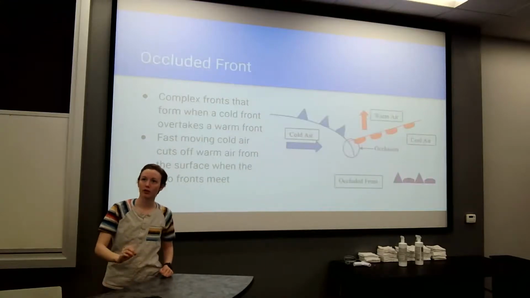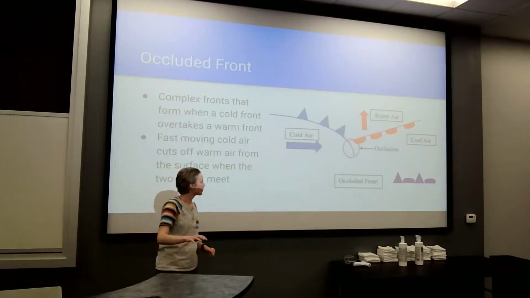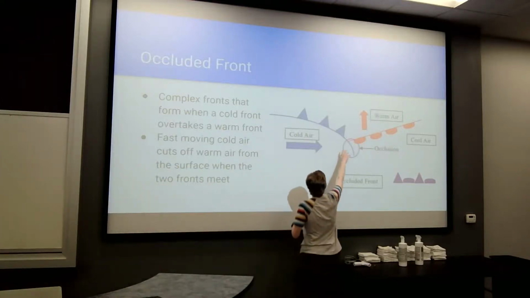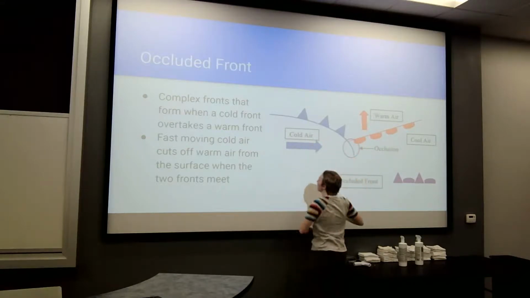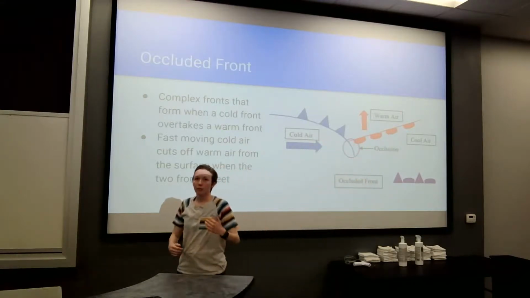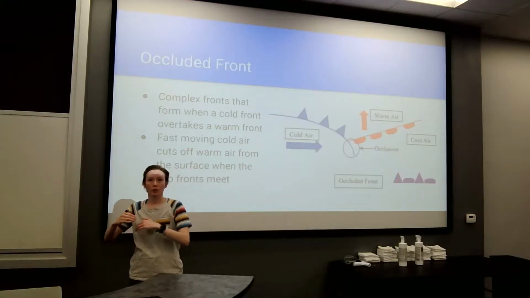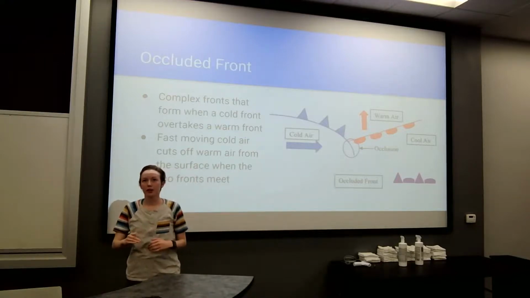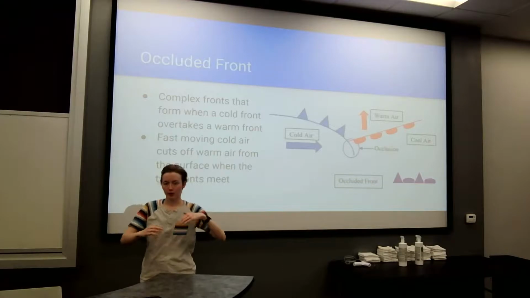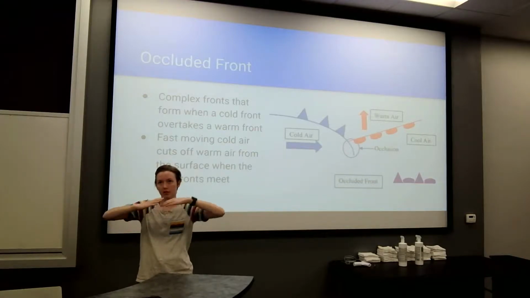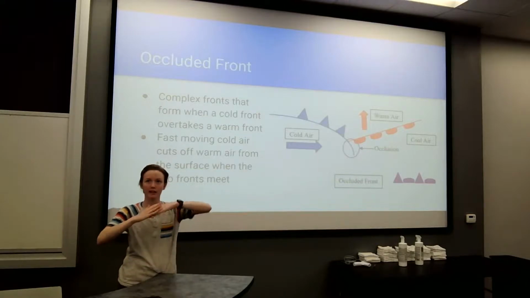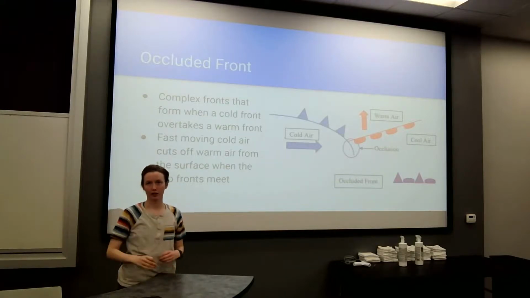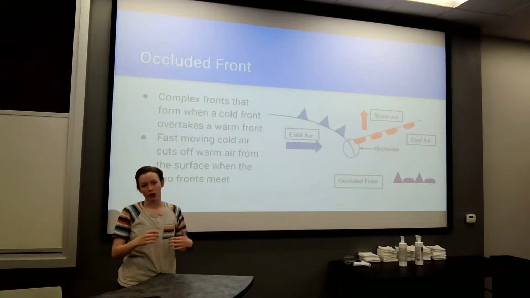So then we have the occluded front. This one can be a little bit difficult. The occlusion is going to occur here. So we have our cold air and our warm air. Our cold air is lifting up that warm air. So the cold air is overtaking the warm front, but the difference here is that it cuts off the warm air from the surface from where the two fronts meet, and it's going to be lifting it up. That's important to remember, is how it's meeting it. So the direction is why the occluded front is different than the cold front.